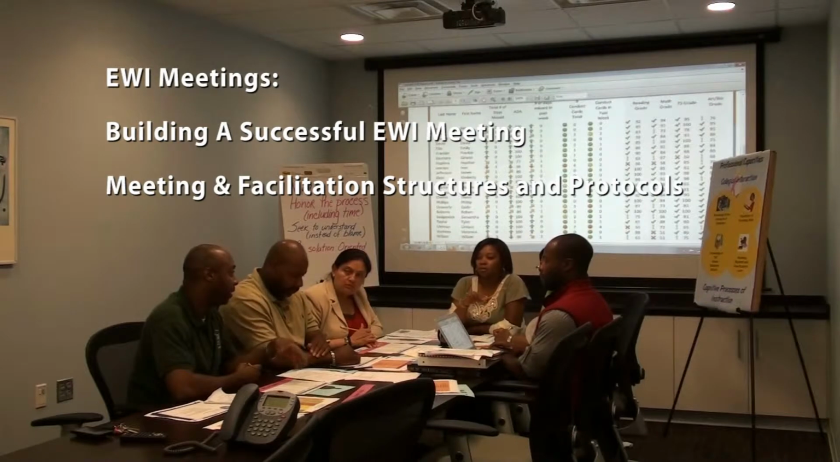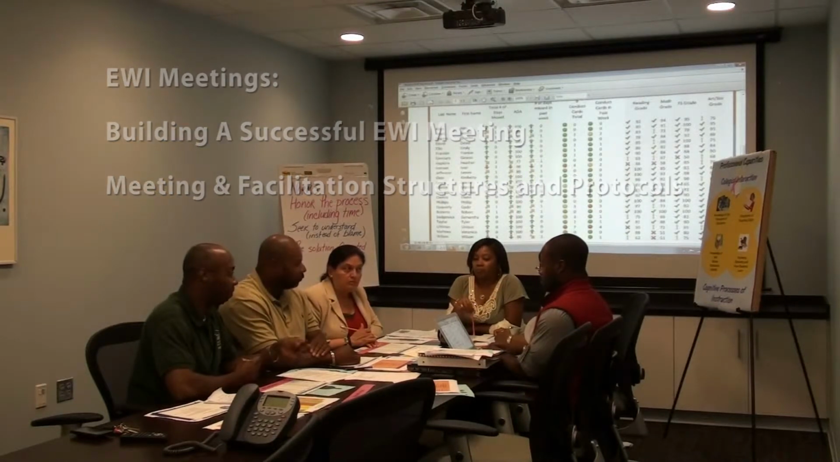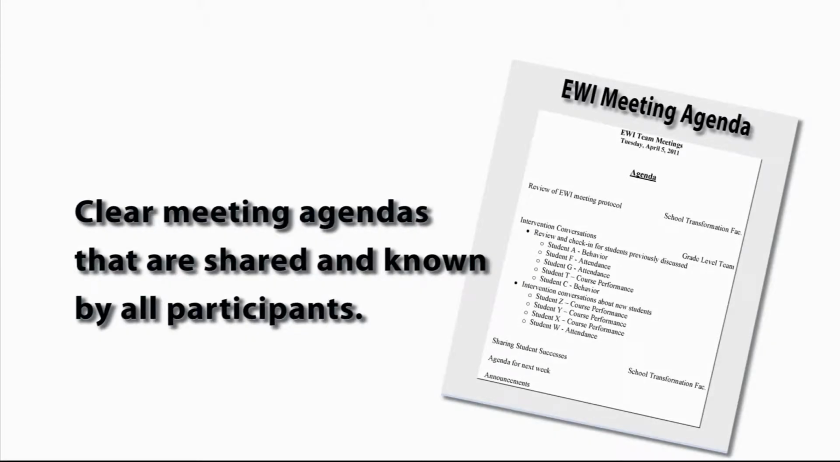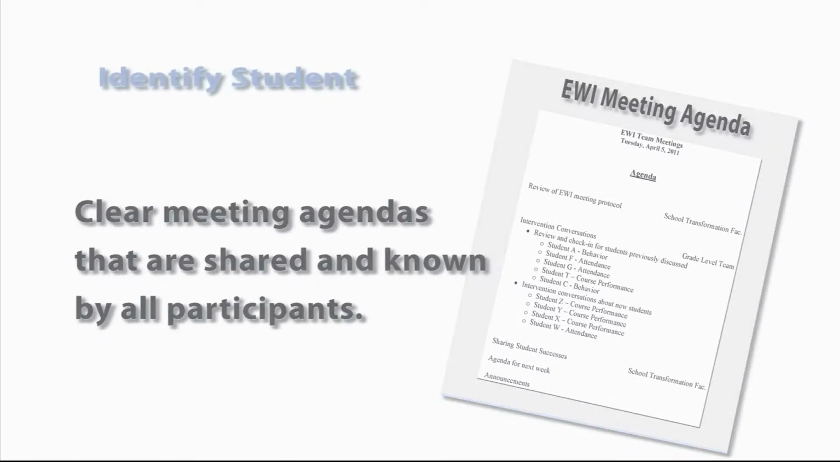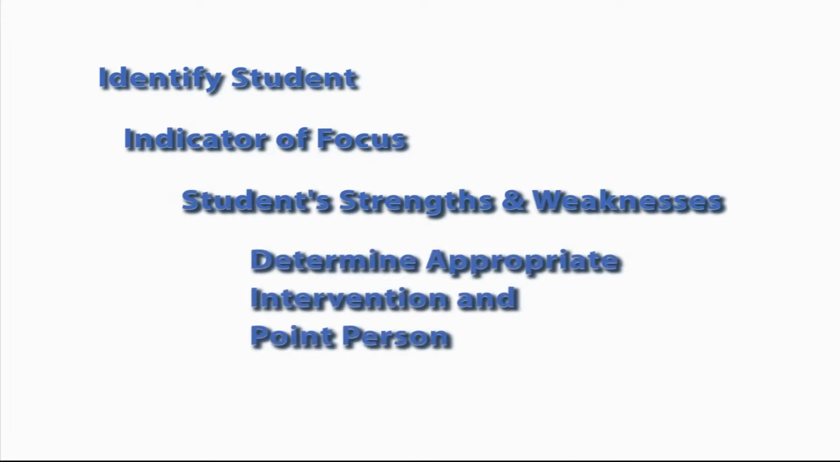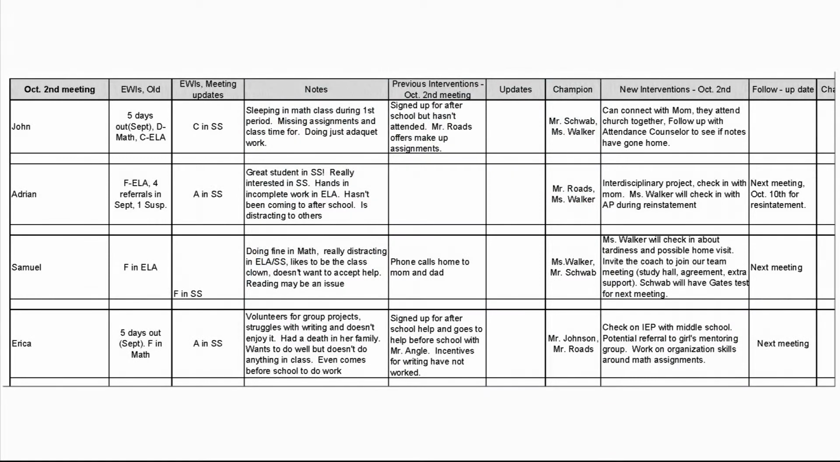Successful EWI meetings are well-planned, succinct meetings that utilize the following meeting tools: clear meeting agendas that are shared and known by all participants. Clear steps are used to identify student, indicator of focus, student strengths and weaknesses, determine appropriate interventions, and point person. The protocol is used consistently for each student. Quarterly trend analysis is completed that identifies effective and ineffective interventions.